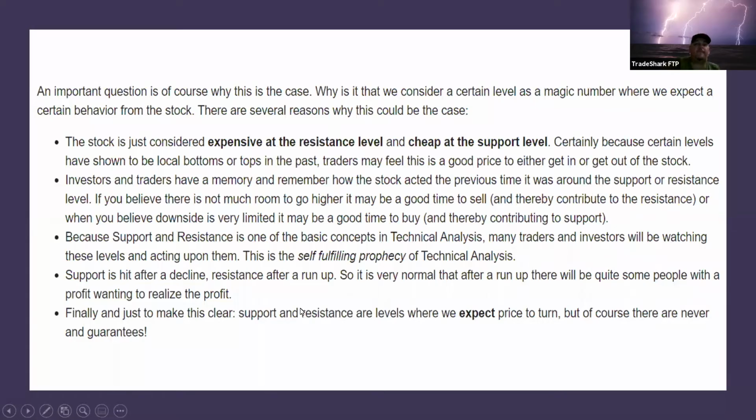So here, I'm not going to read all this for you guys. I'm just going to point out a couple of things, all right? In terms of support and resistance, that's what we consider a magic number, where we expect certain things to happen. Like if I say SPY's coming down to support, more times than not, it bounces off it. It doesn't break through, okay?